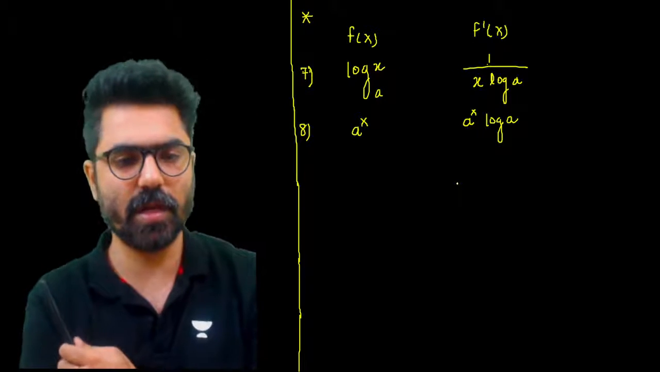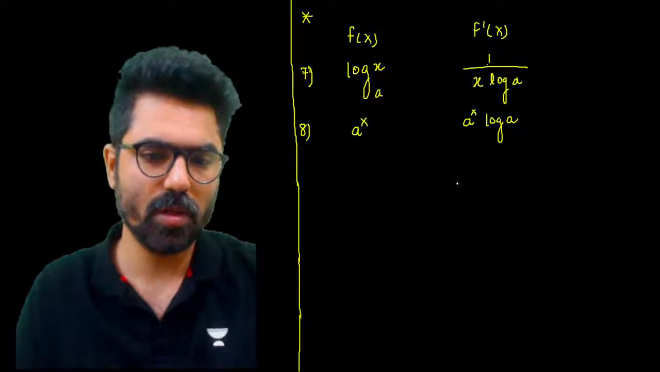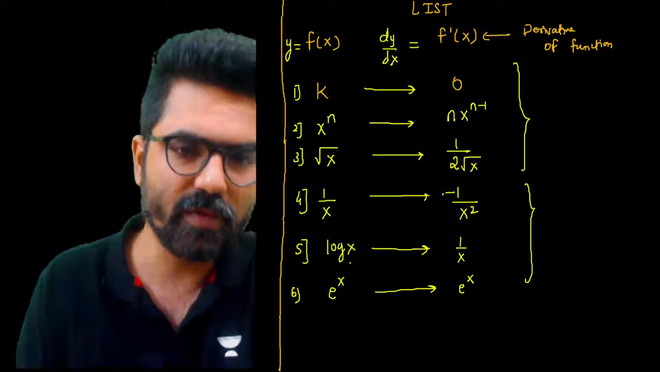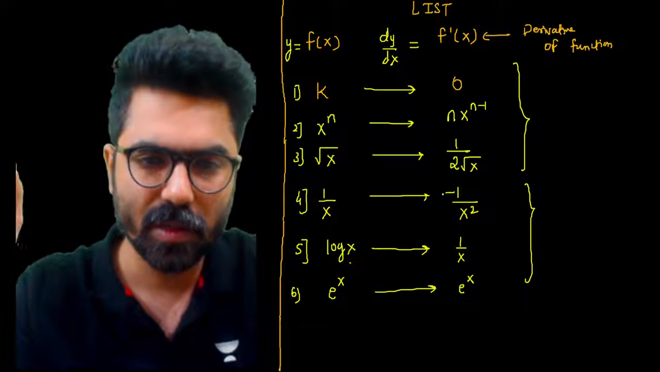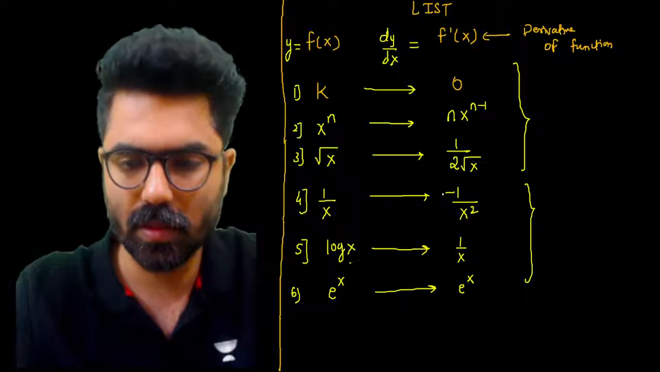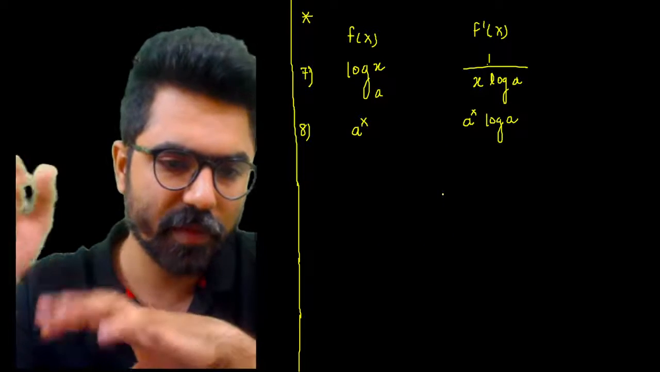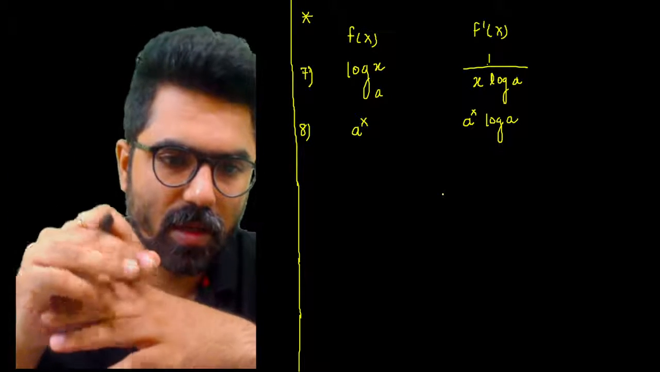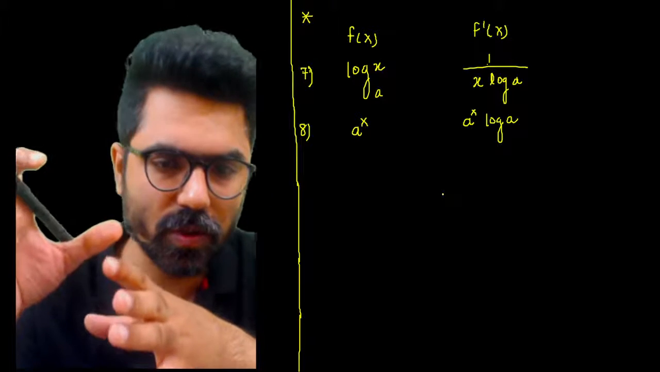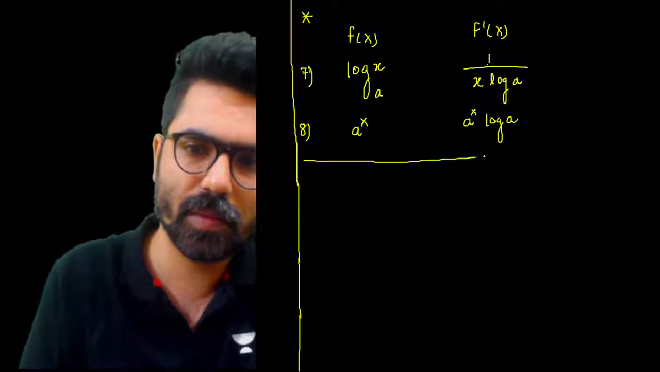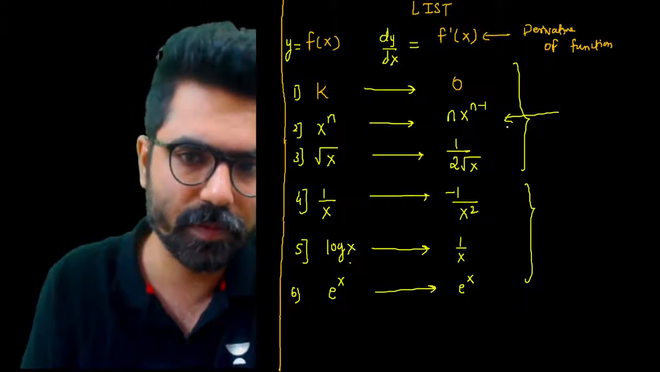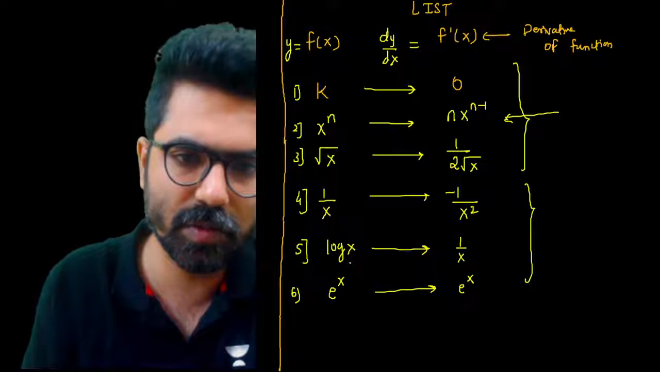We have just started this chapter, a very basic one, creating a list of formulas. Along with that, some rules will also be added. We'll take some basic examples, so try to answer in the comment box whatever questions we are going to solve. Let's discuss the questions based on the first formula, which is the derivative of x power n.